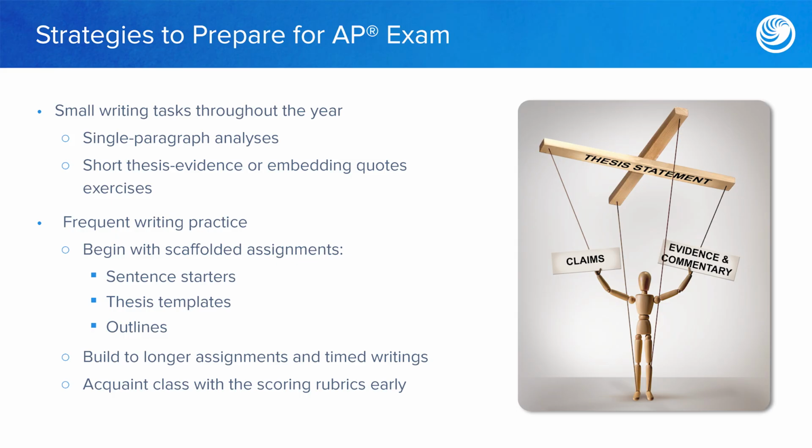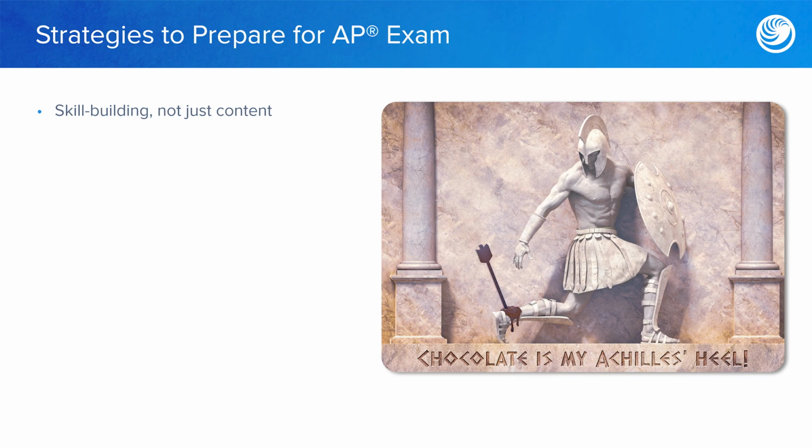Also, introduce the AP FRQ rubrics early on. Don't wait until the second semester. Go over the rubric categories, thesis, evidence and commentary, and sophistication, and use them every time you give feedback. Also, have students self-score or peer score using the rubric too. It helps them understand what the College Board is really looking for and gives them clear goals to work toward.